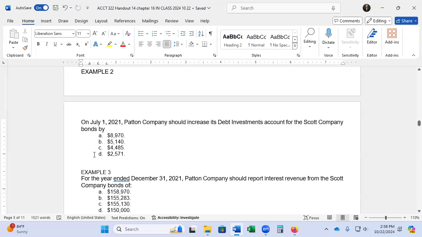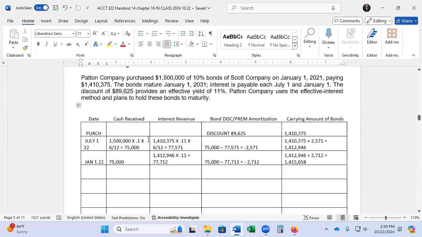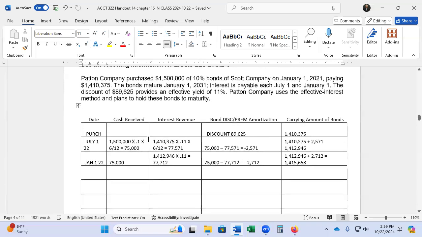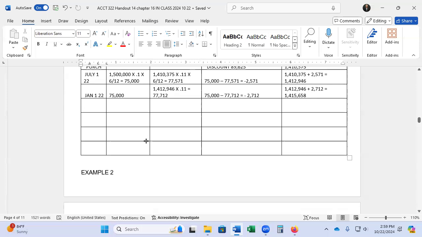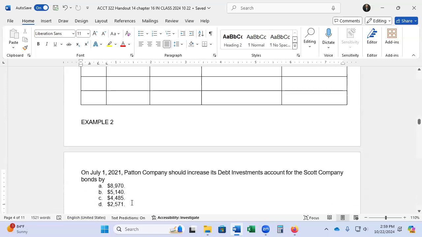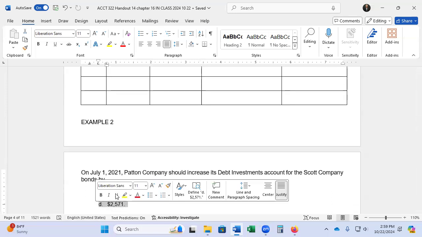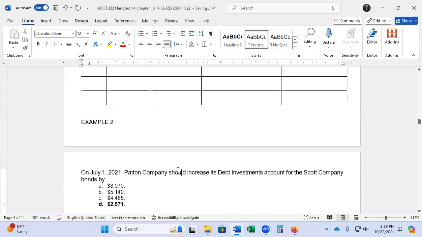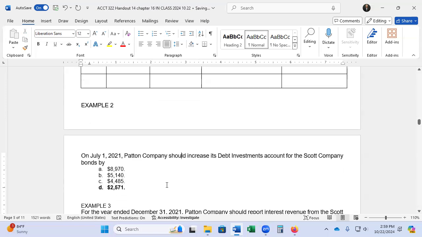Okay, so on July 1, 2021, Patent Company should decrease its debt investments account for the Scott Company bonds by... right. And so that's D. Said decrease. It's increase. Sorry.